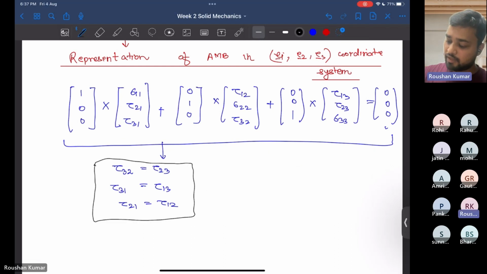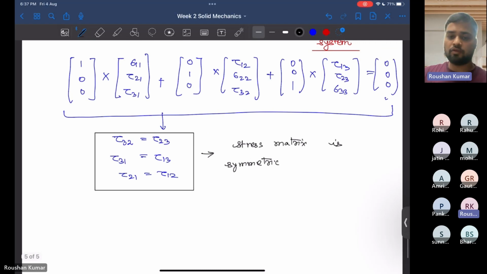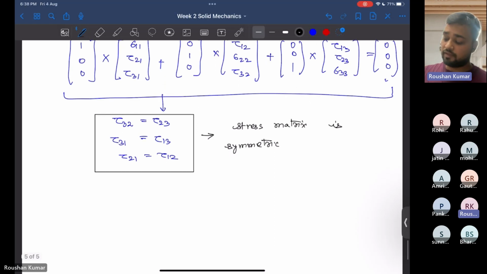So from angular momentum balance, we finally come to a result which says that the stress matrix is symmetric, which means that the off-diagonal components of the stress matrix are the same. That is tau32 is the same as tau23, tau31 is the same as tau13, and tau21 is the same as tau12. So the stress matrix is symmetric.